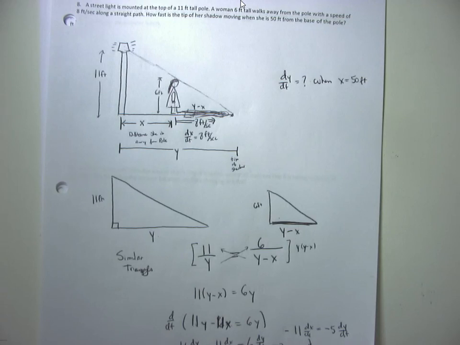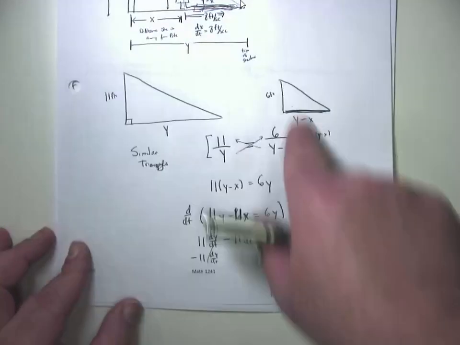Did I lose you guys anywhere on this one? Question. This is a WebWork problem with your name on it, just like this one, so I'll let you know. All right. But remember the similar triangle trick. That's important. All right, try this one.